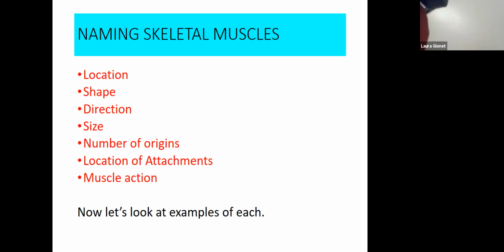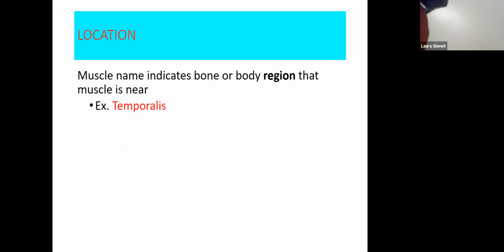All right, so muscle names are based generally on location, shape, direction, size, number of origins, location of attachments, and muscle action. With location, the muscle name indicates the bone or body region that muscle is near. So our example is temporalis. We generally have to know that for every campus here. When the term ends in -alis like that, it means pertaining to. So temporalis means pertaining to the temporal bone.